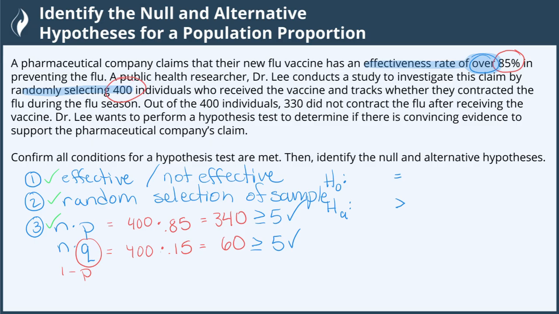So we're looking for the population proportion represented by P, and we are looking at it equaling 85% for the null hypothesis, or 0.85, and the alternative will be that it is greater than 0.85. We've now confirmed all the conditions for the hypothesis test are met, and we've identified the null and alternative hypotheses, so we're all done.